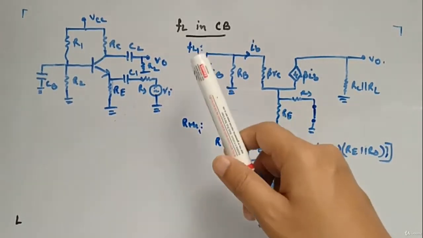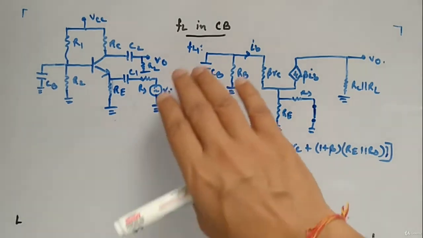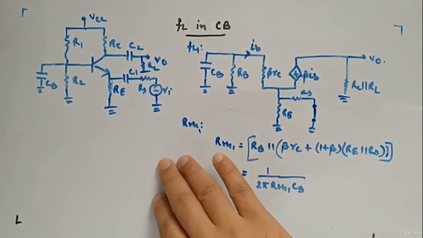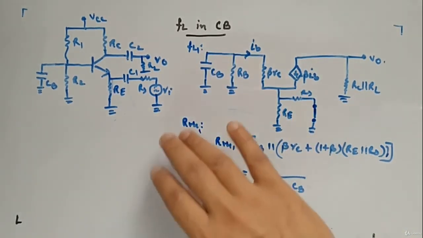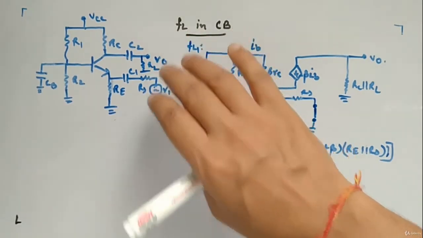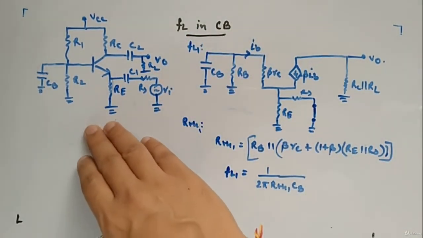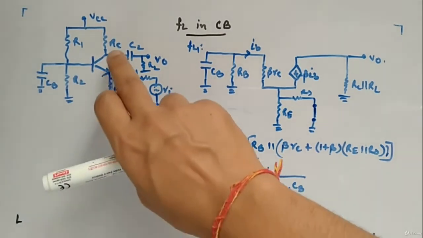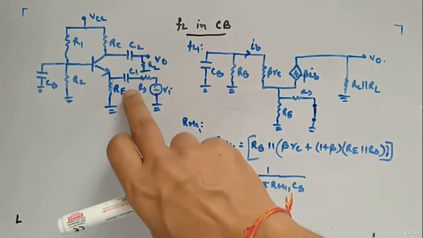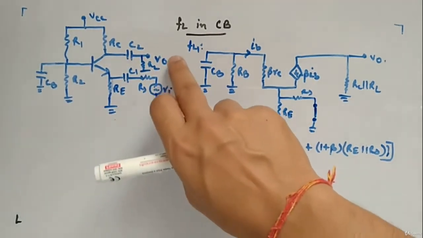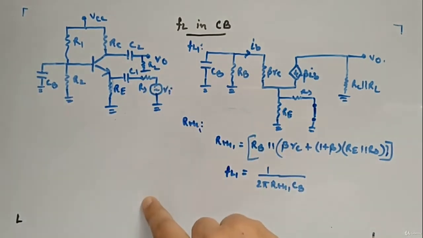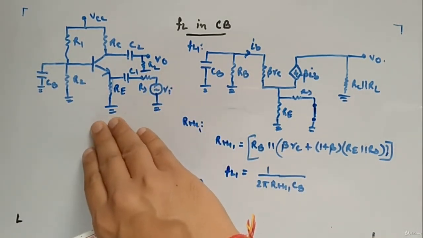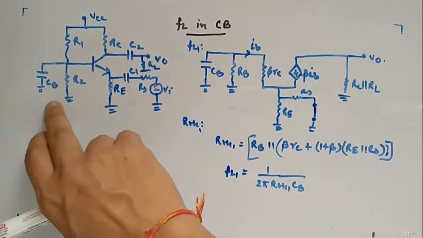Okay, just like we have seen high frequency response in common base, let's look at low frequency response in common base, and specifically let's look at how to calculate FL. So this was our circuit: CB, R2, R1, RC, capacitor C2, C1, RS, RE, VI, V0, RL. Its low frequency response will be corresponding to this CB.